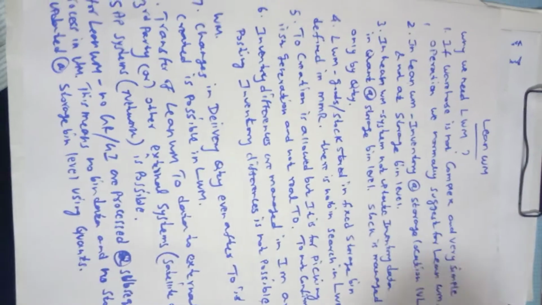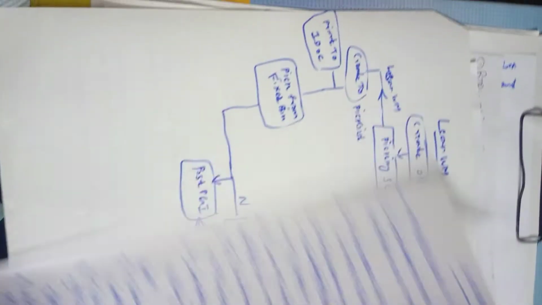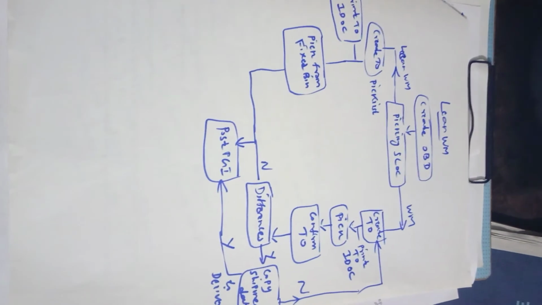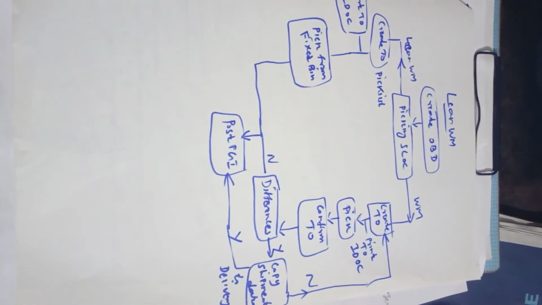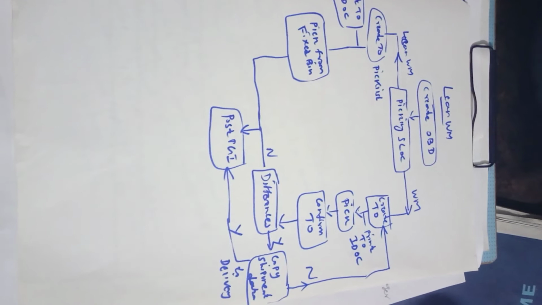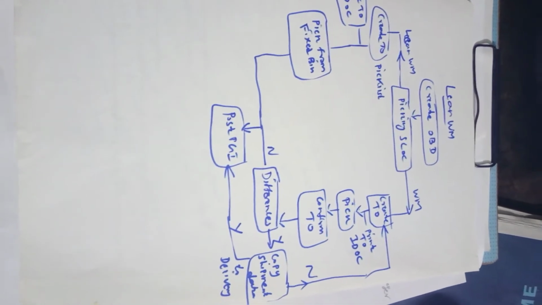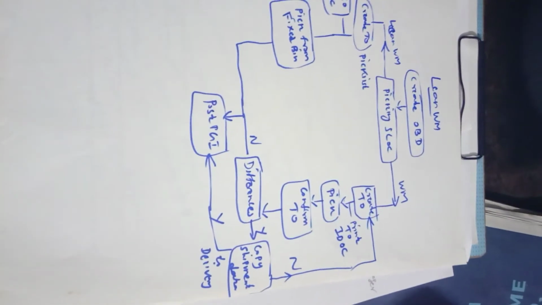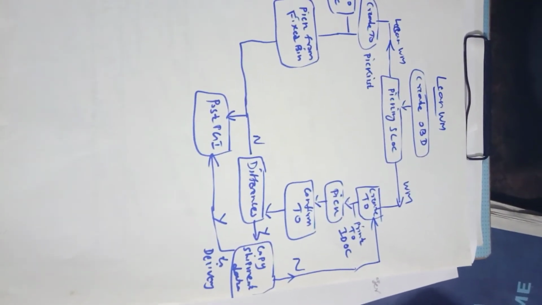That is a very important thing to understand about lean WM, to see in what way lean WM differs from WM. So in WM we have TO creation, picking is there, and then confirm TO is there. The difference will be posted. And if a difference is observed, copy of shipment data to delivery is possible.